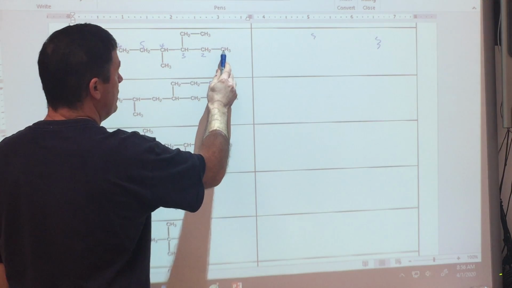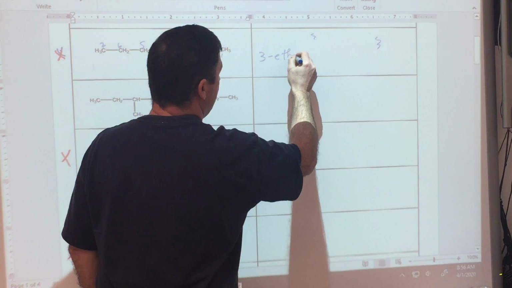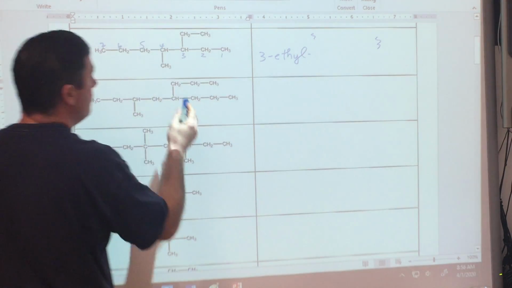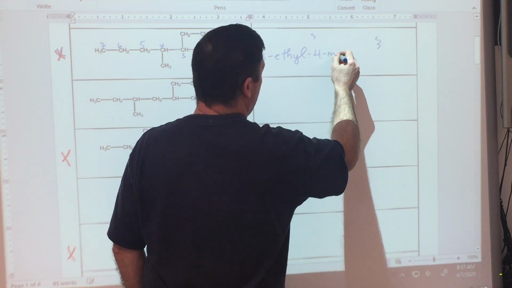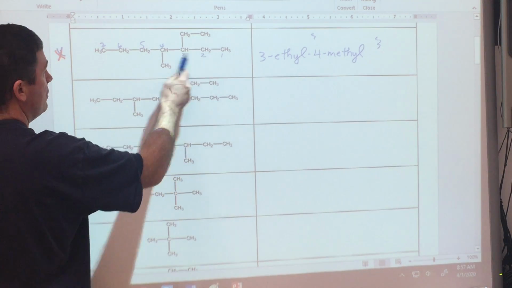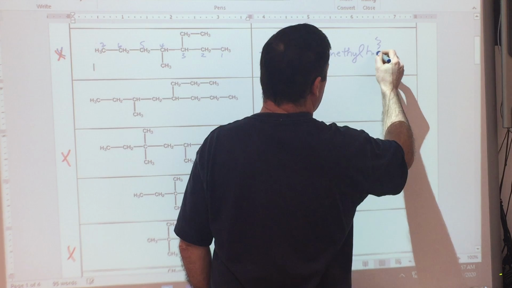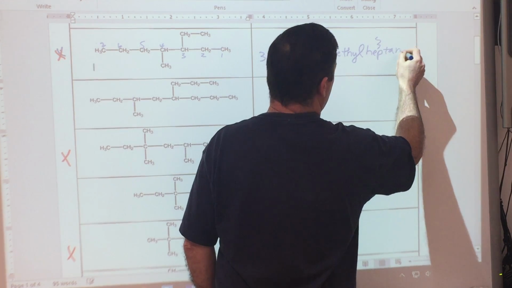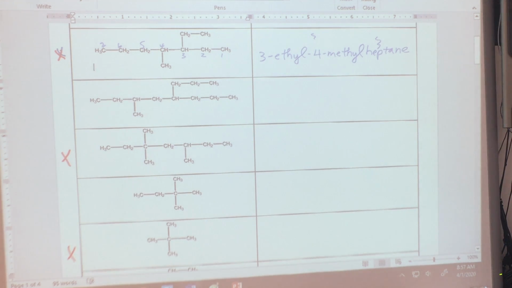So my final answer here is 1, 2, 3. 3 ethyl, 4 methyl, and what's my long? 7. 7 is heptane. So 3 ethyl, 4 methyl, heptane. All right, next one down.